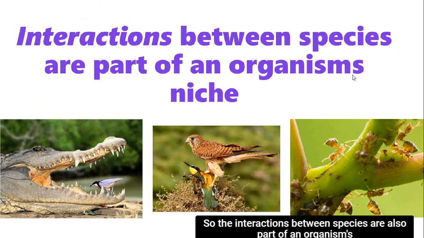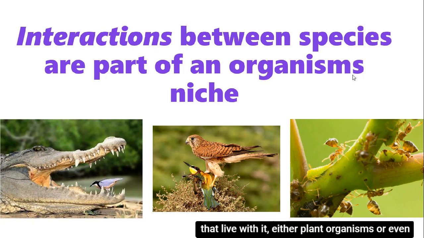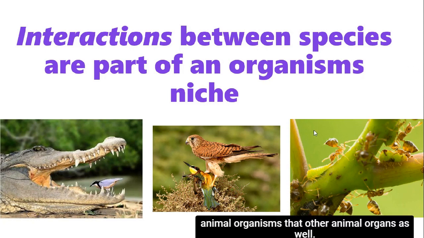The interactions between species are also part of an organism's niche. This is what we're going to focus on in the second half of this lesson: what kinds of interactions do species have with their environment and the organisms that live with it, either plant organisms or other animal organisms.